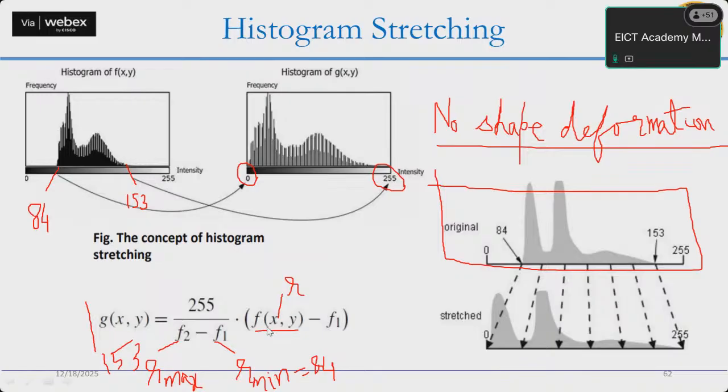Whenever we write anything with this function x,y, it means it is a variable. It can never be a fixed one. But when we are writing this F2 and F1, we are not writing with respect to coordinates. That means it is a fixed value.